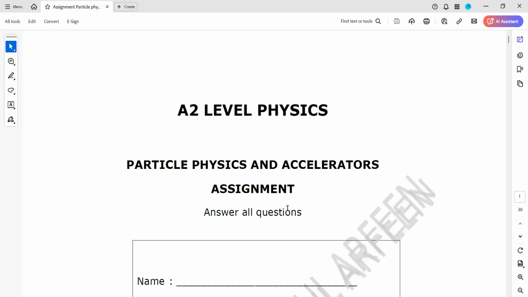So this exercise is related to particle physics and accelerators. We did this topic last week, and I will solve the MCQs from 35 onwards.